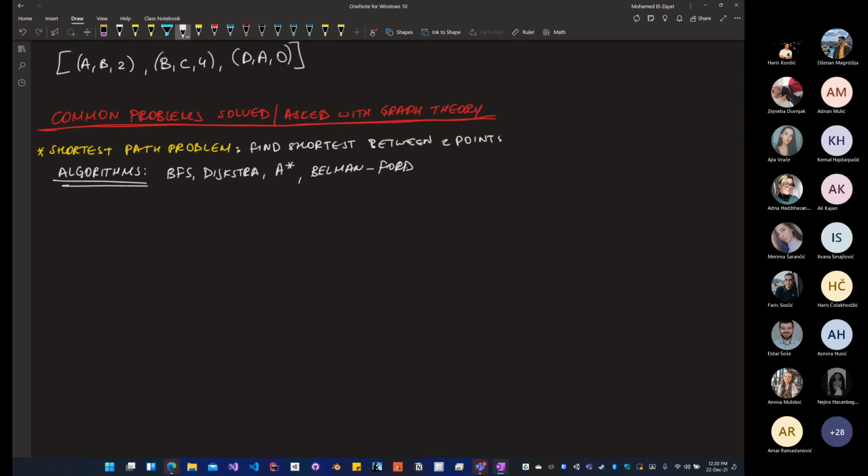Bellman-Ford. So these are two people, by the way, who wrote the paper. Also Floyd-Warshall, also two people, so Floyd and Warshall. Algorithms for finding the shortest path.